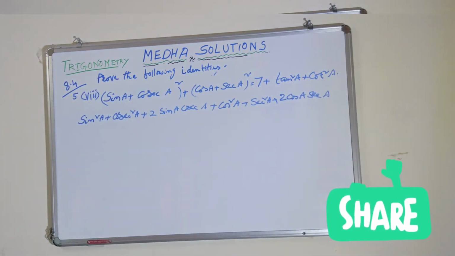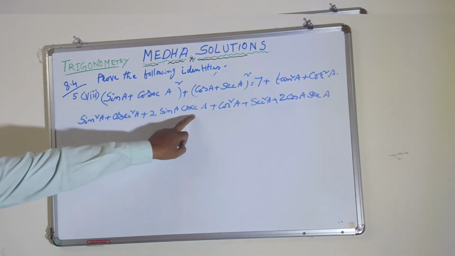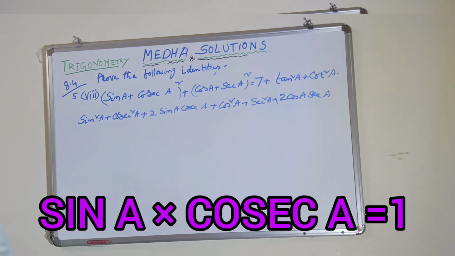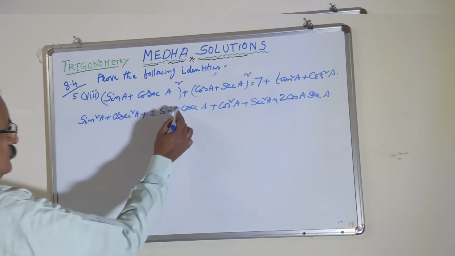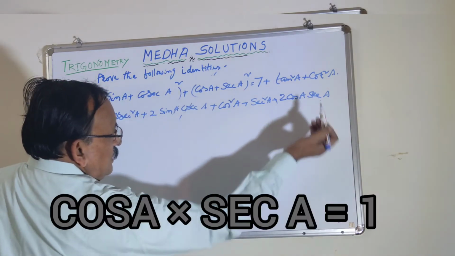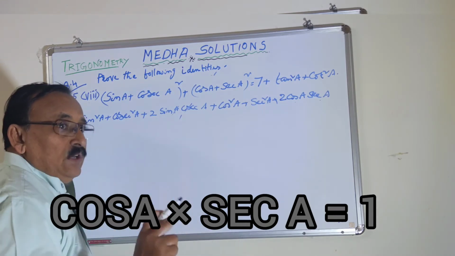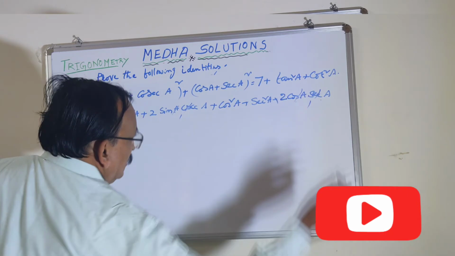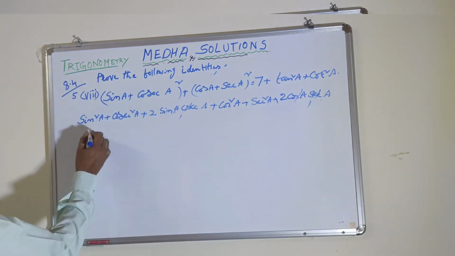Now here, sin A into cosec A are inverse functions. We know that sin A into cosec A is equal to 1. Like this, cos A into sec A are inverse functions. When two inverse functions are multiplied, you will get 1. Here also 1.